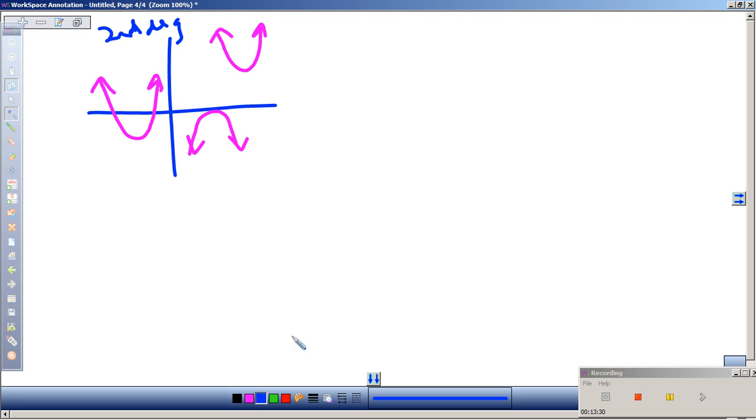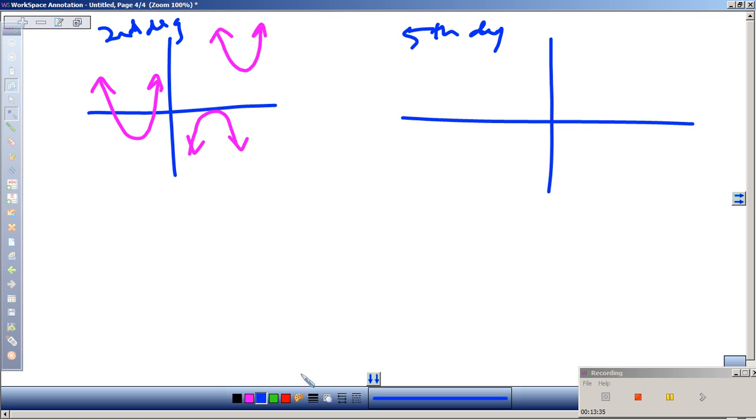Okay, what if we're talking about a fifth degree? How many zeros could it have? Okay, so it could go up, down. So you get something like that. 1, 2, 3, 4, 5. Could it have 4? Let's see, if we went up, down, like that, but just barely touched the one point. Could it have 3? Yeah, if this one was up, could it have 2? Could it have 1? Could it have 0?